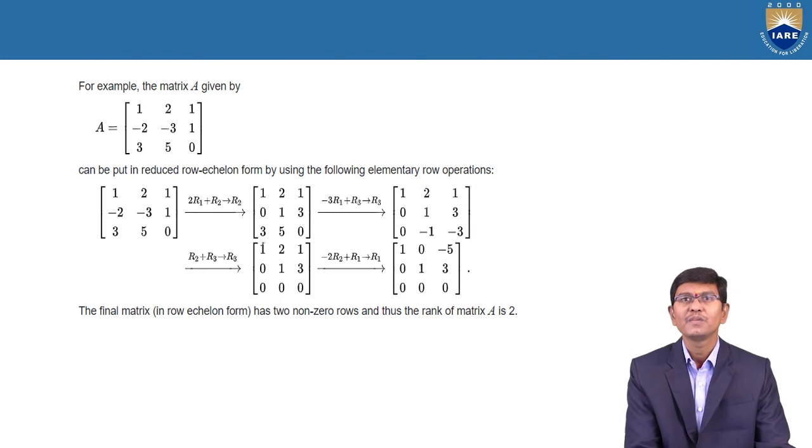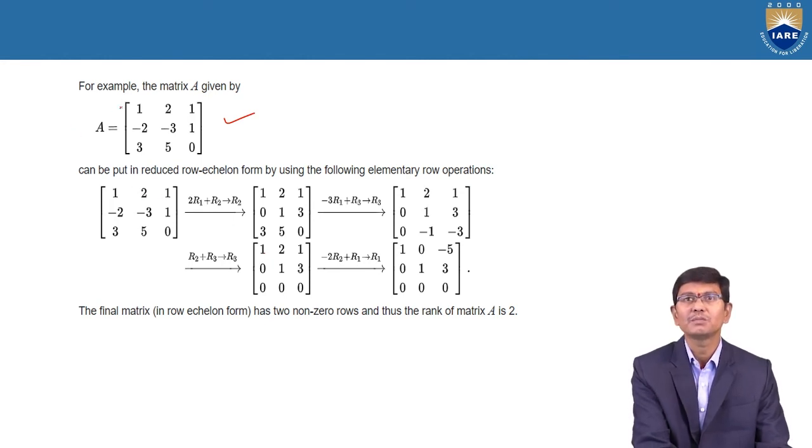For example, take the matrix A equal to 1, 2, 1; minus 2, minus 5, minus 3; 1, 3, 5, 0. Here also we need to find the rank of the matrix with the help of the echelon form. We need to remember the elementary row operations and the standard form of the echelon form.